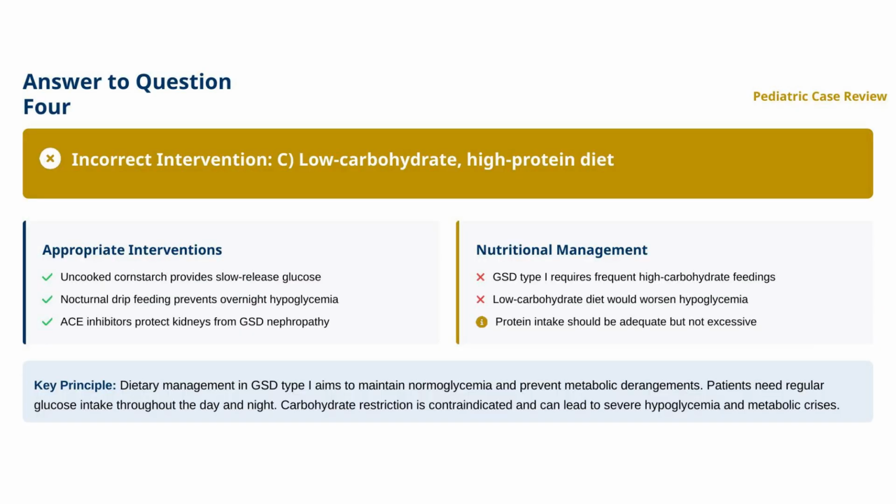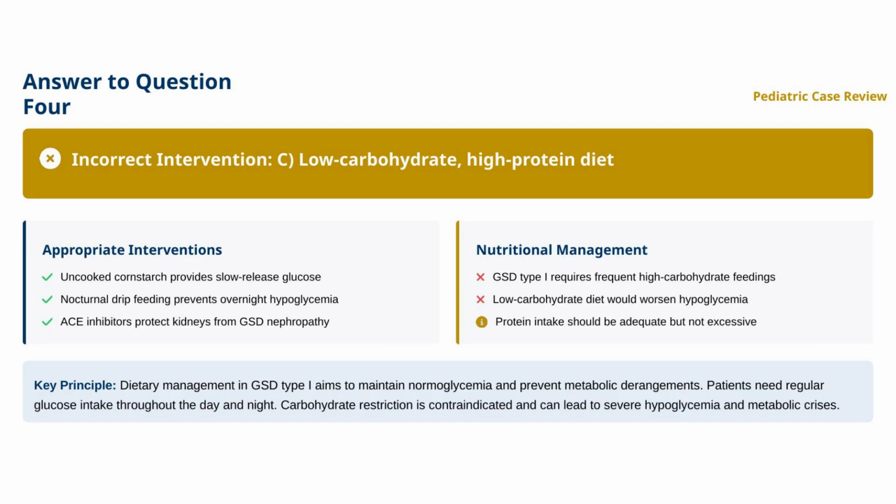GSD type 1 patients require frequent high carbohydrate feedings to maintain normal glycemia. Uncooked cornstarch provides slow release glucose and is a cornerstone of management. Continuous nocturnal gastric drip feeding prevents overnight hypoglycemia. Angiotensin converting enzyme inhibitors are appropriate for managing microalbuminuria, a common complication.